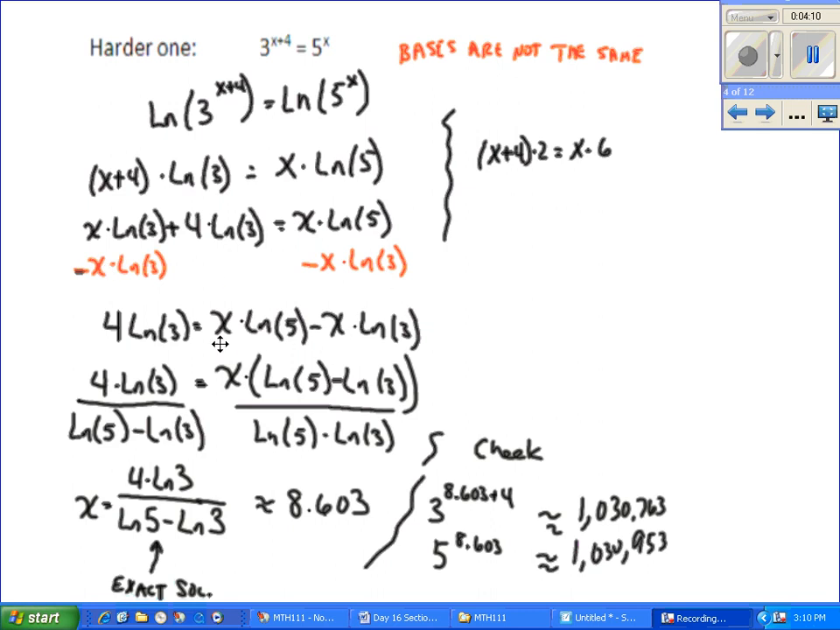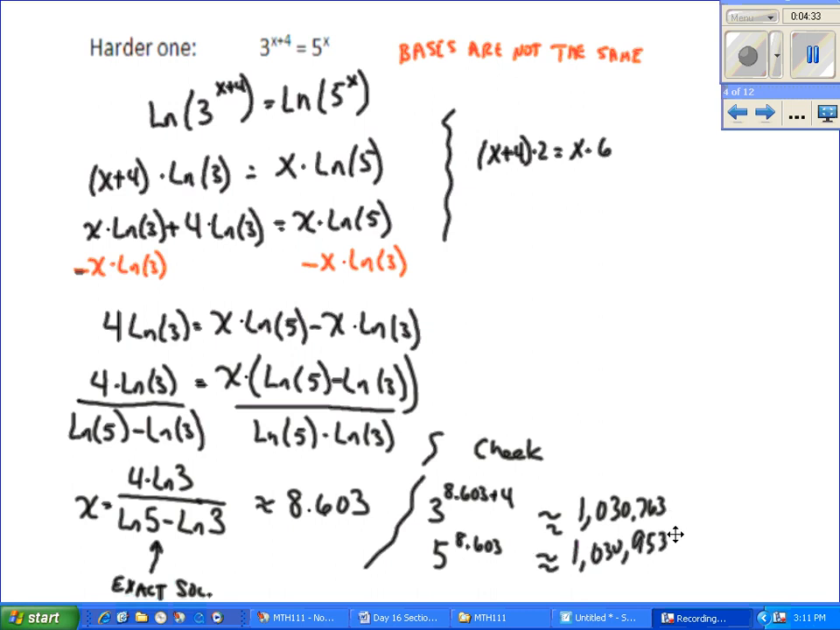And then because I can't easily combine these, even though they're like terms, what I did instead was factor out the x. And again, natural log of 5 subtract the natural log of 3 is just a number. You could approximate it with your calculator. We can divide both sides by that number, and then I get the exact solution for x. And the decimal approximation is 8.603, and easy to plug that in and check.